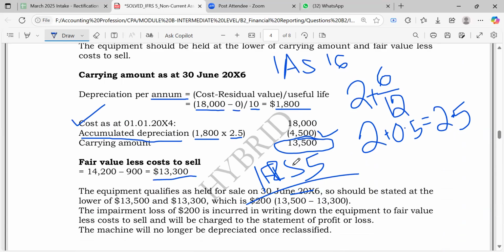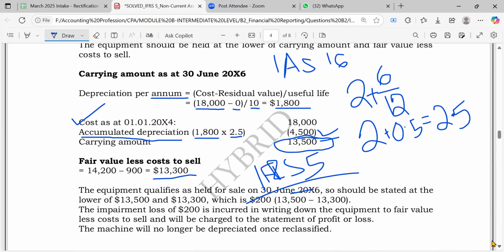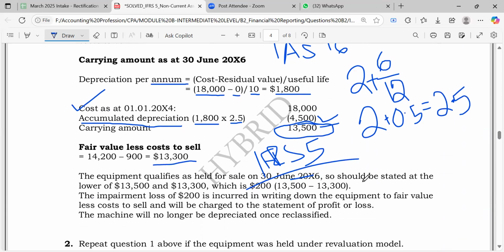Yes. So you have to compare. You have 13,500, the carrying amount, and 13,300, right? Yes. Then what takes place now? You have to take the lower. The smallest, which is 13,300. So now you look. In the books, I will be having the carrying amount of 13,500, right? Yes, that's what I'll be having. So it means I will have to reduce it by how much? By 200, right? Yes, I would have to reduce by 200.